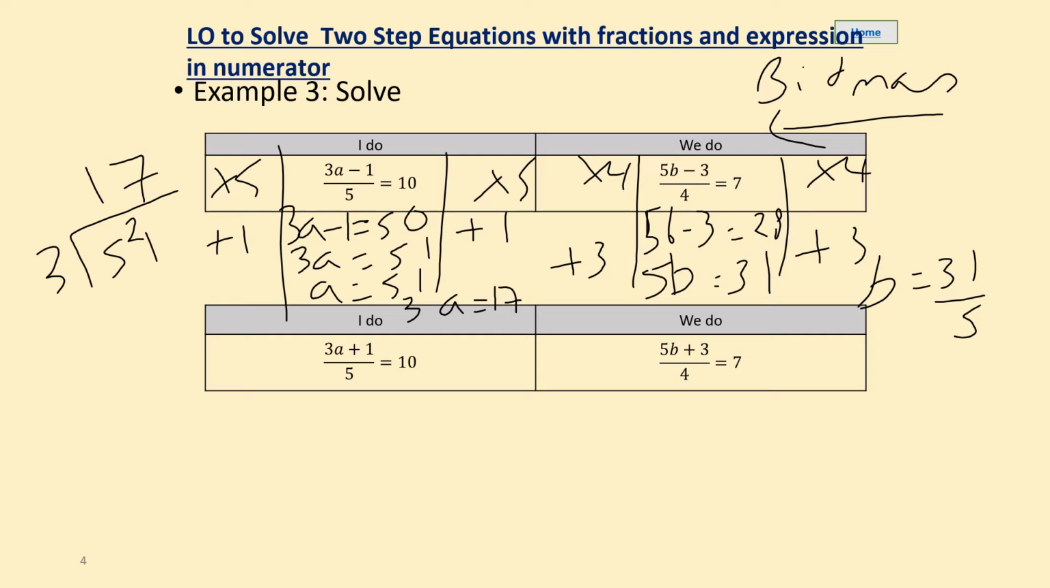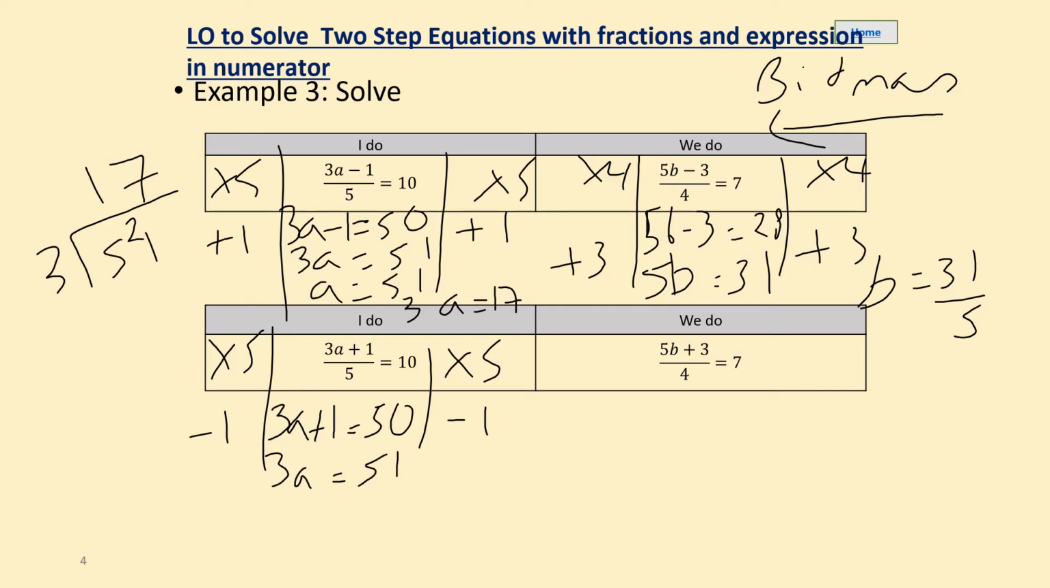Let's have a look at this one here. I'm going to multiply both sides by 5, so we can actually get to the 3a plus 1 and follow BIDMAS backwards. So 3a plus 1 equals 5 times 10, which is 50. The opposite of adding 1 is to subtract 1 from both sides. 3a equals 51.